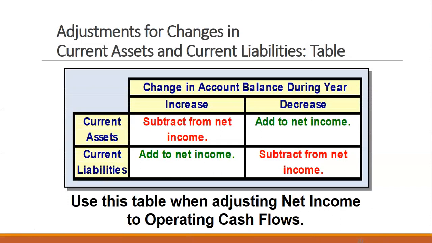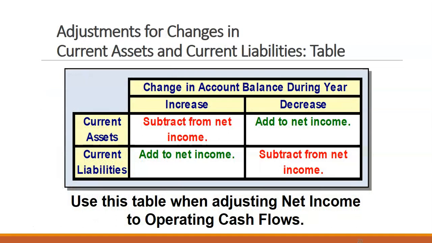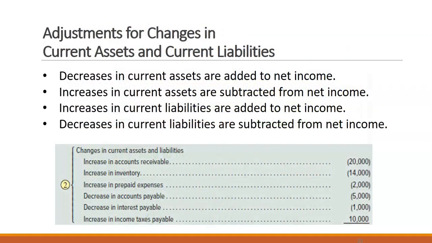This is a very handy table for creating the operating section using the indirect method. It tells you whether you need to subtract it from net income or add it to net income, depending on whether it's an increase or a decrease in current assets. So then we see that section where we have the increases and decreases in current assets and what is added and what is subtracted. So keep that slide handy, keep this graphic handy in your notes for when you are working on your homework and for the exam.